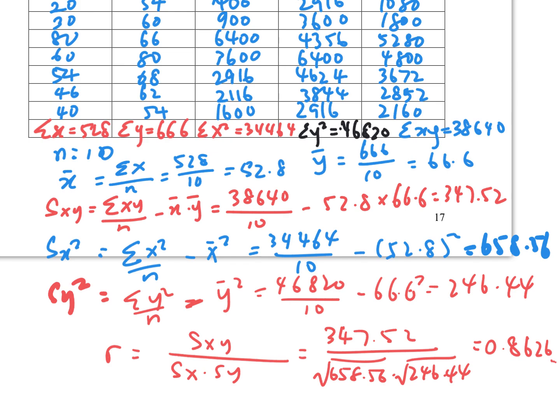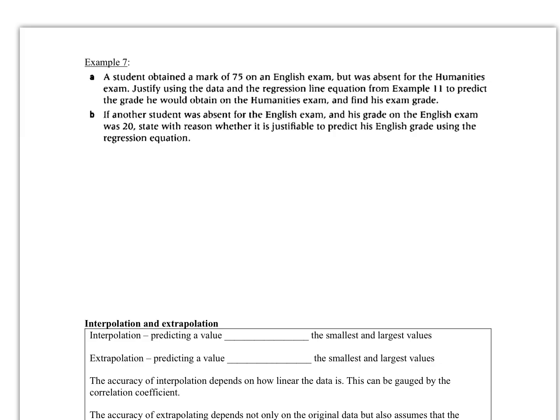positive linear correlation. In example 7, a student obtained a mark of 75 on an English exam but was absent for the humanities exam. Justify the data using the regression line equation from example 6 and example 5 and to predict the grade that he will obtain on the humanities exam and find his exam grade.